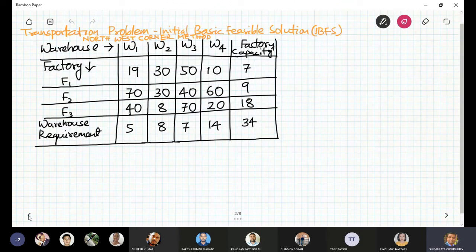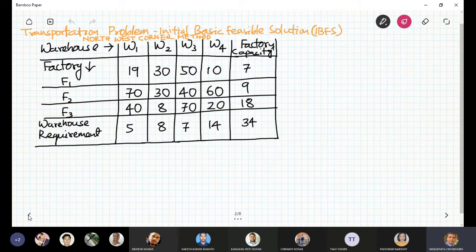8 ton or 8 quintal, 8 kg, whatever it may be. Warehouse 3 has 7. Similarly, warehouse 4 has 14 units. In the row-wise direction, we have factories. Factory 1 has a capacity of 7 units, so factory 1 can produce 7 units. Factory 2 has a capacity of 9 units. Similarly, factory 3 has a capacity of 18 units.